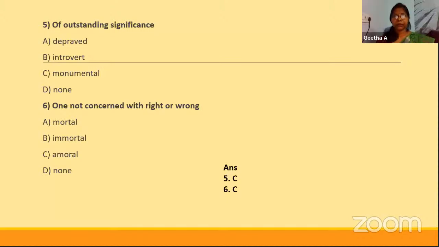The next one is one not concerned with right or wrong. Mortal is something which is a physical being, immortal is for people who don't die and all that, and immoral is something which is completely unethical. That's what it is, not moral, right? Not concerned with right or wrong is that. So both are right answers. Yes, good.